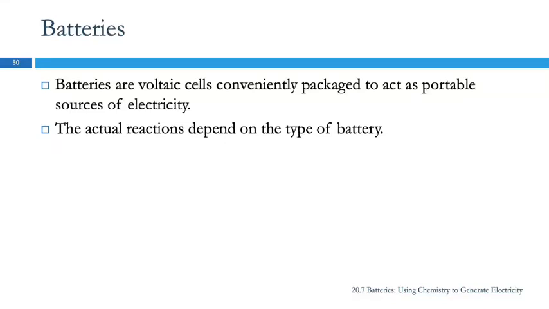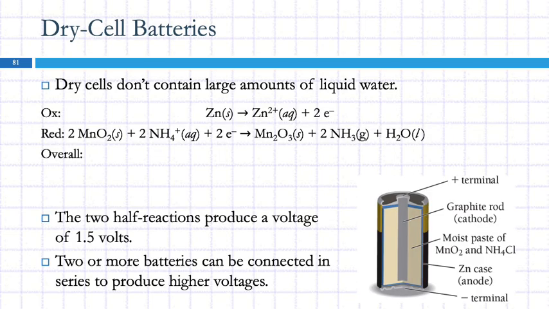Batteries. Batteries are voltaic cells. They're packaged up conveniently to function as portable sources of electricity. Different types of batteries use different types of chemical reactions. So we are going to talk about different types of batteries. I don't expect you to know the different chemical reactions that occur in the different kinds of batteries.